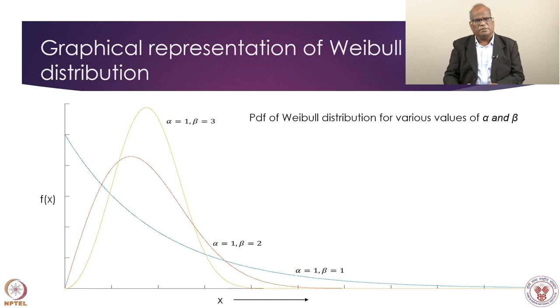So the beauty of this distribution is, if the data is plotted on a Weibull plot and analysis is done, then the beta value itself will tell you where the data belongs to.